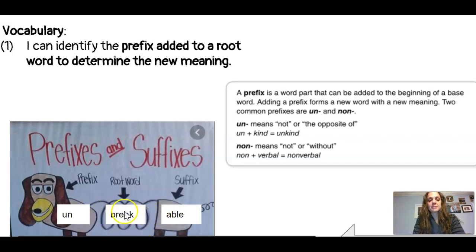Well, to break something is to make it not work. And if something's breakable, that means it's easily broken. If something is unbreakable, it's not easily broken. That prefix un changed the meaning of break.